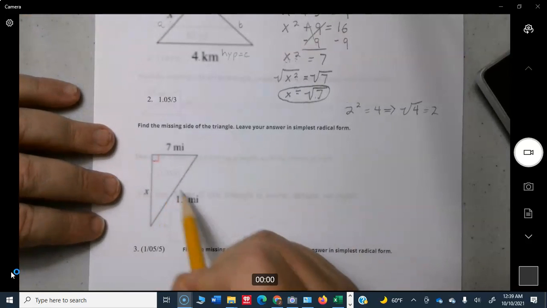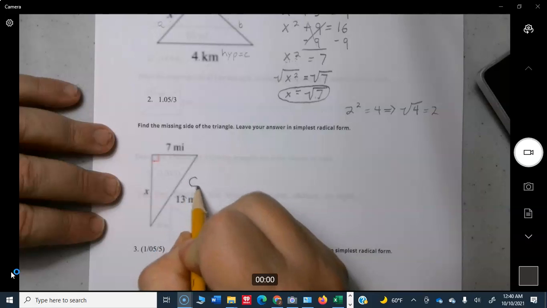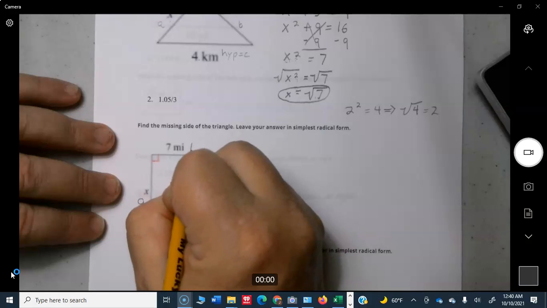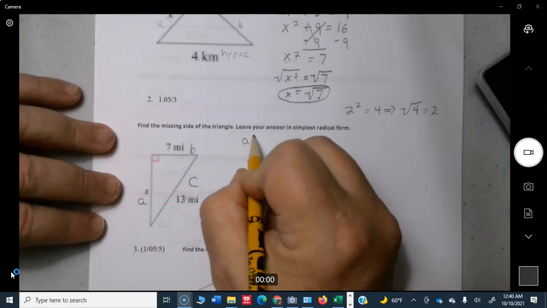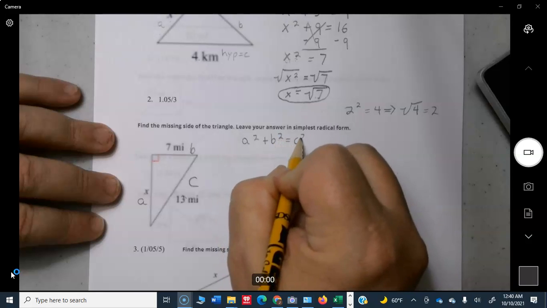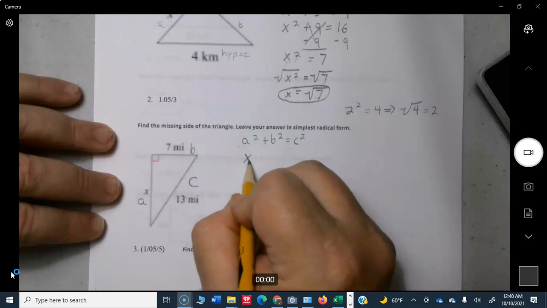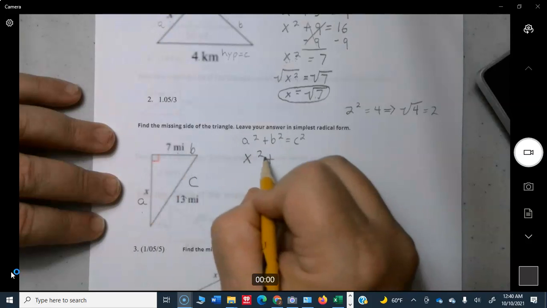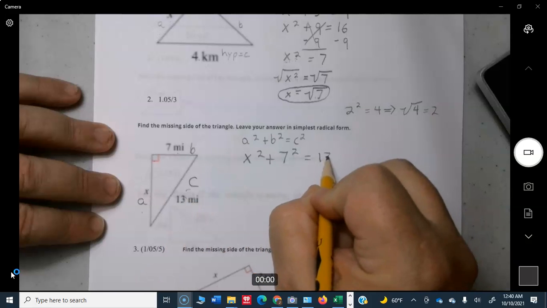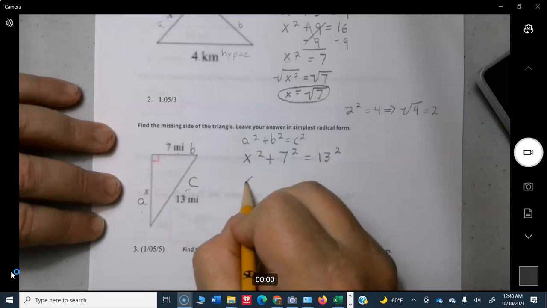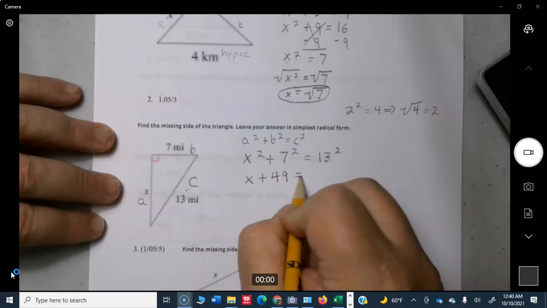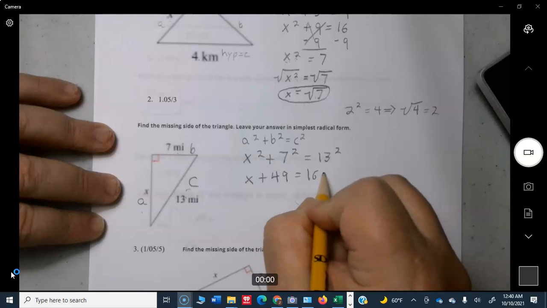So here's the hypotenuse opposite. So that's side C in our formula. Doesn't matter which side is A and B. We'll call this A, we'll call this B. So Pythagorean Theorem. A is going to be X. B is going to be 7. And C is going to be 13. So X squared plus 7 squared is 49, equals 13 squared, which is 169.